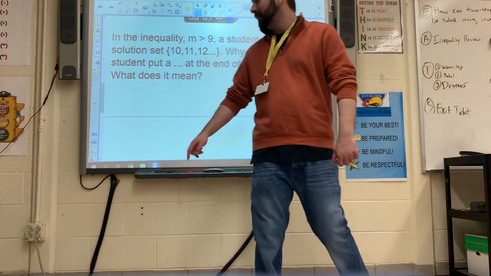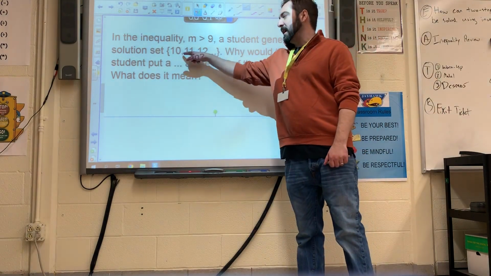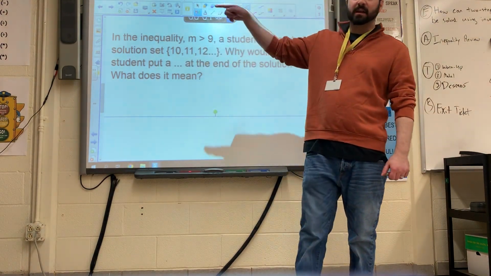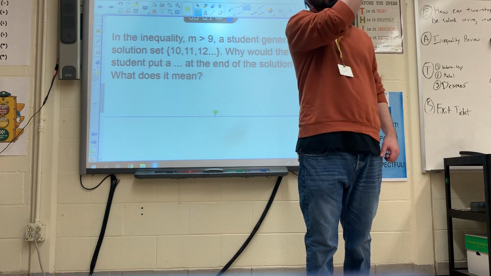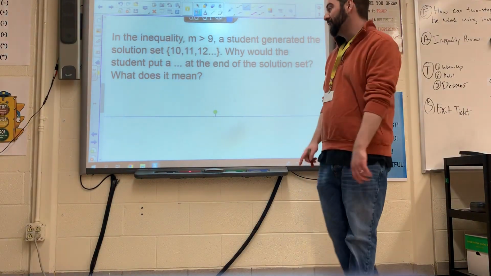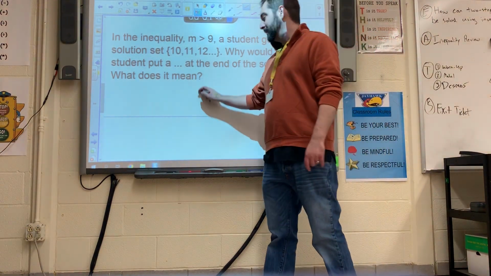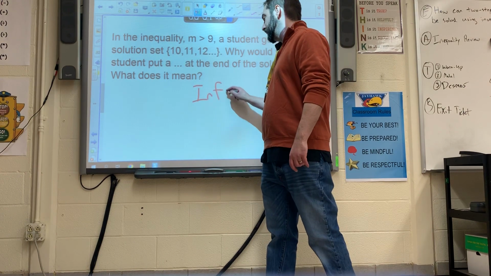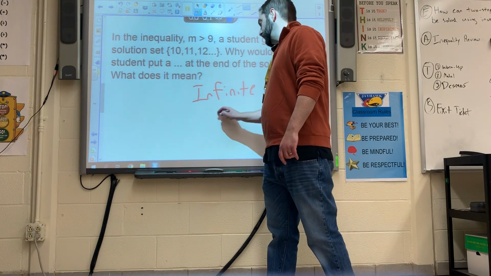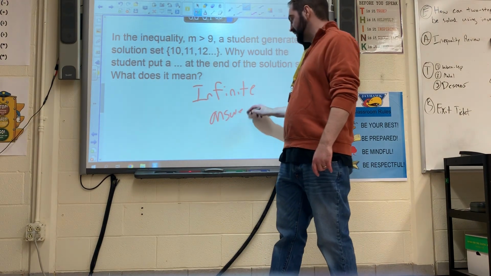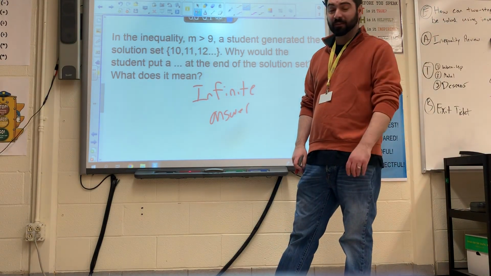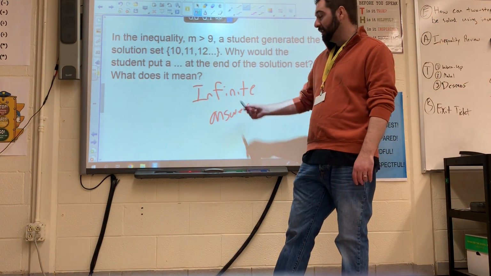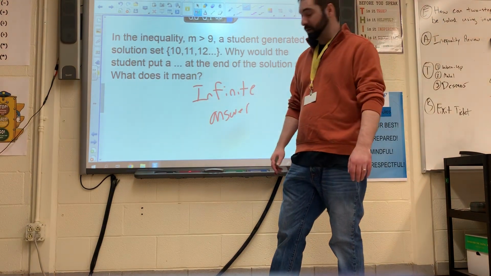Well, let's think about it. These numbers are continuing. 10, then 11, then 12. The next number would be 13, 14, 15, 16, and those dots are going to continue. So basically, these dots mean that there are infinite answers. And that just means that because numbers never end, they go on to infinity, positive or negative infinity, there's an infinite number of numbers.